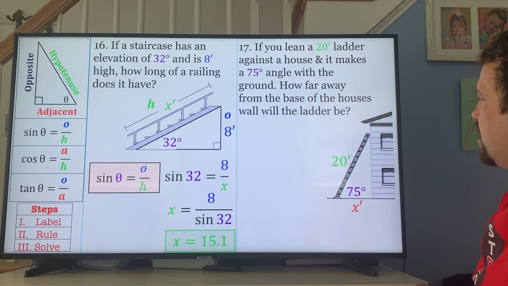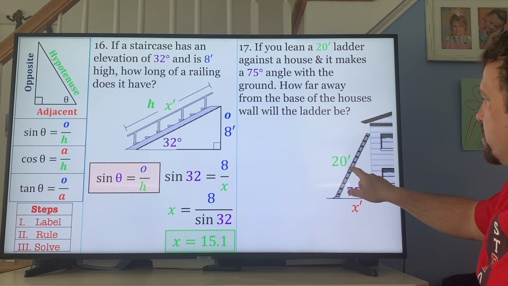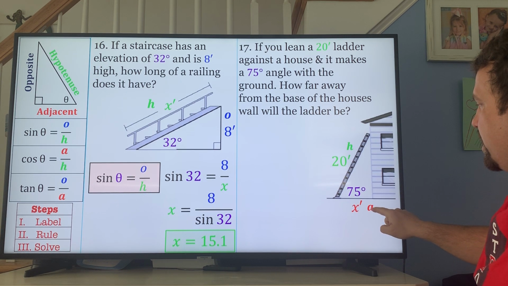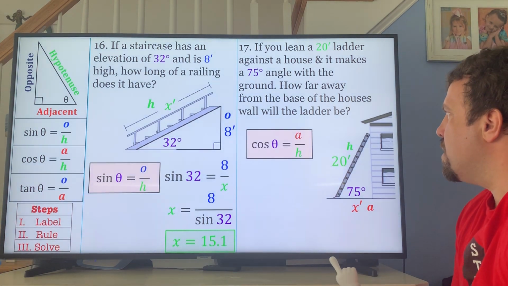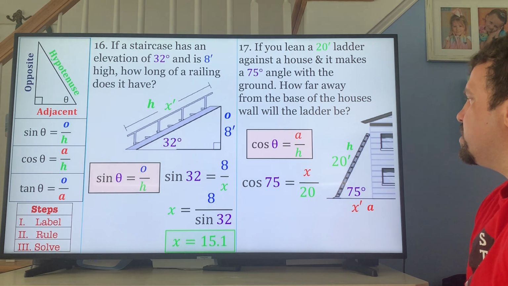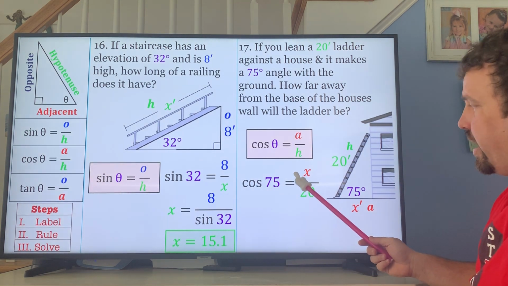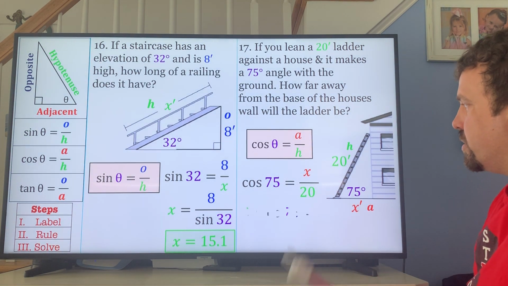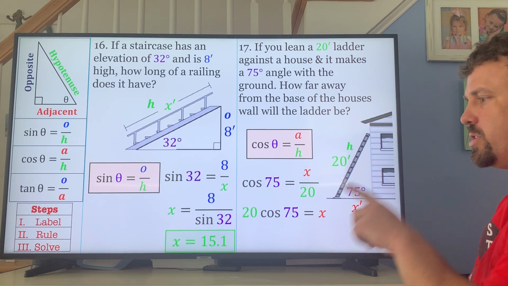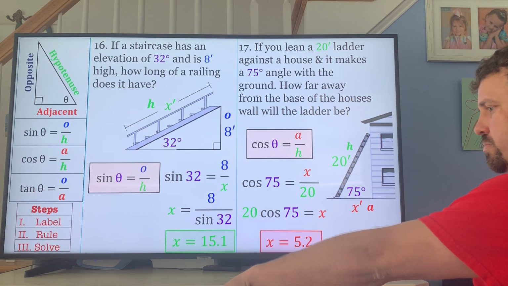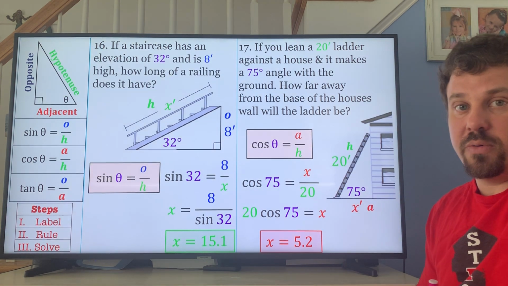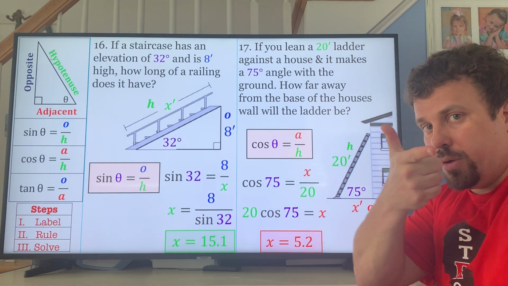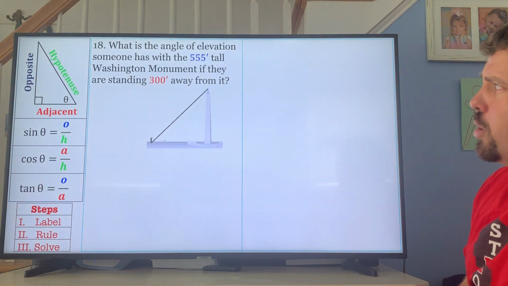The bottom. So, angle, hypotenuse, and adjacent. Adjacent and hypotenuse is cosine. So, cosine 75 equals x over 20. 20 times cosine 75 equals your answer, which is 5.2. 5.2 feet. So the ladder is 5.2 feet away from the house. Got it? Awesome. Do two more.